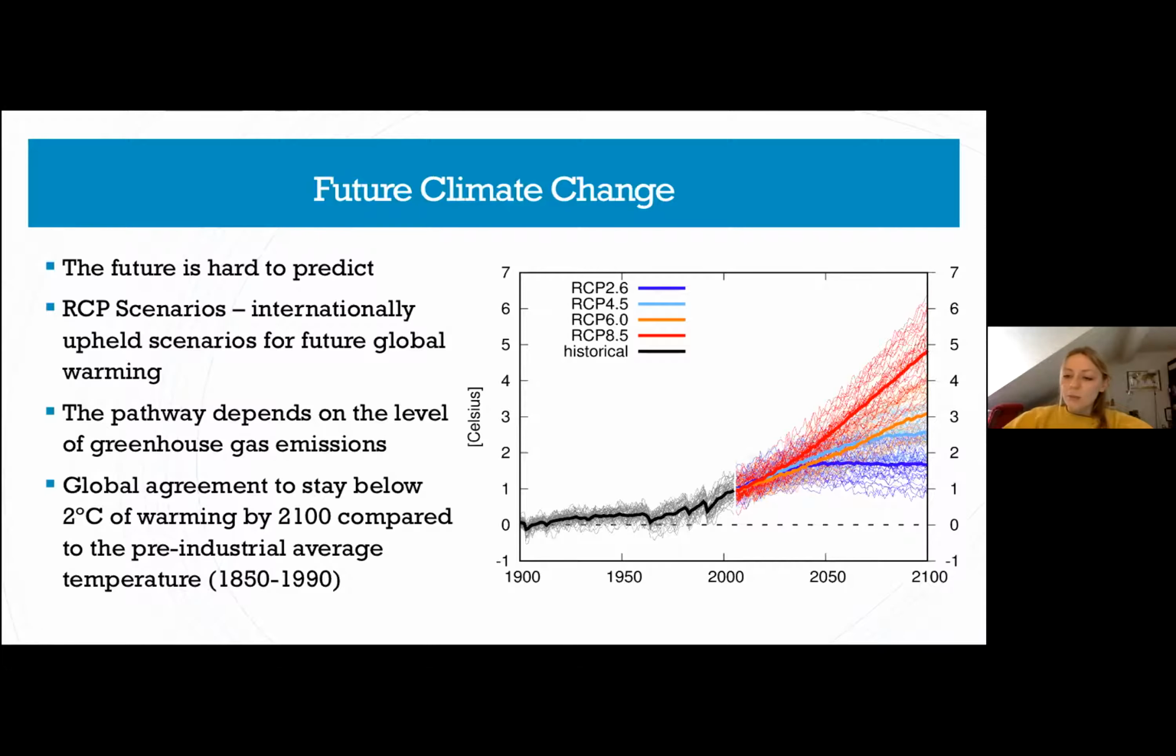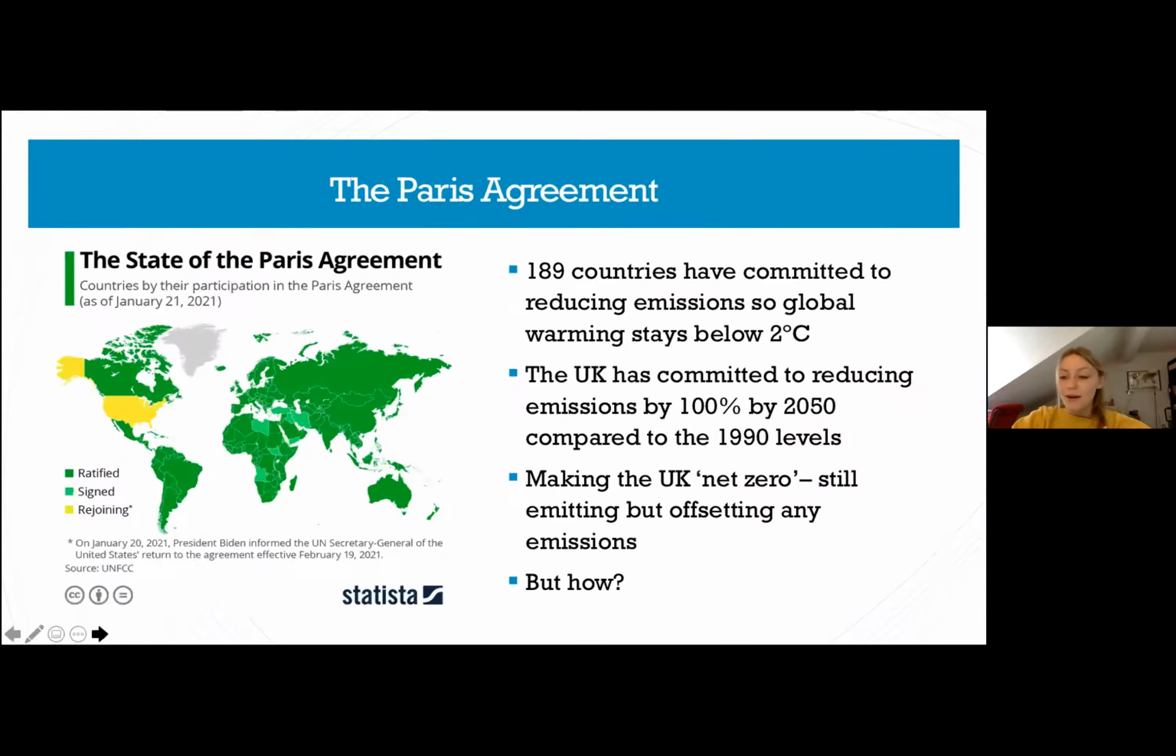So that's the one we're actually aiming for. We're aiming for RCP 2.6 because scientists think in order to significantly reduce the risks and impacts of climate change, we should try and stay below 2 degrees of warming by 2100 compared to the pre-industrial temperatures in 1850 to 1900.